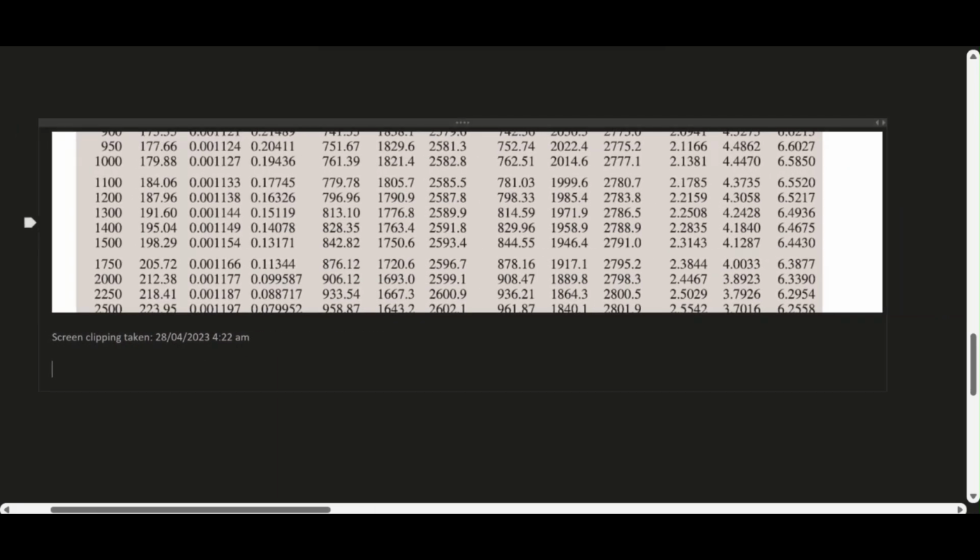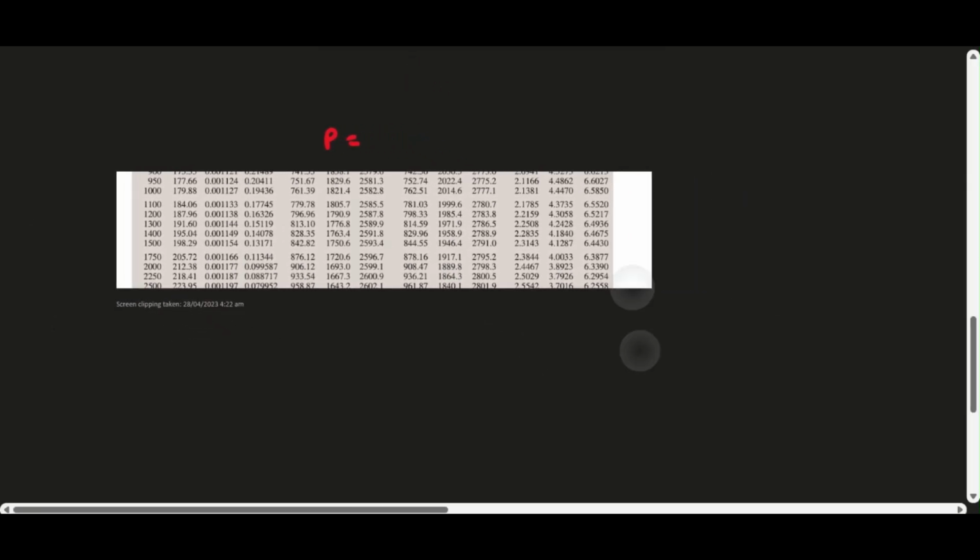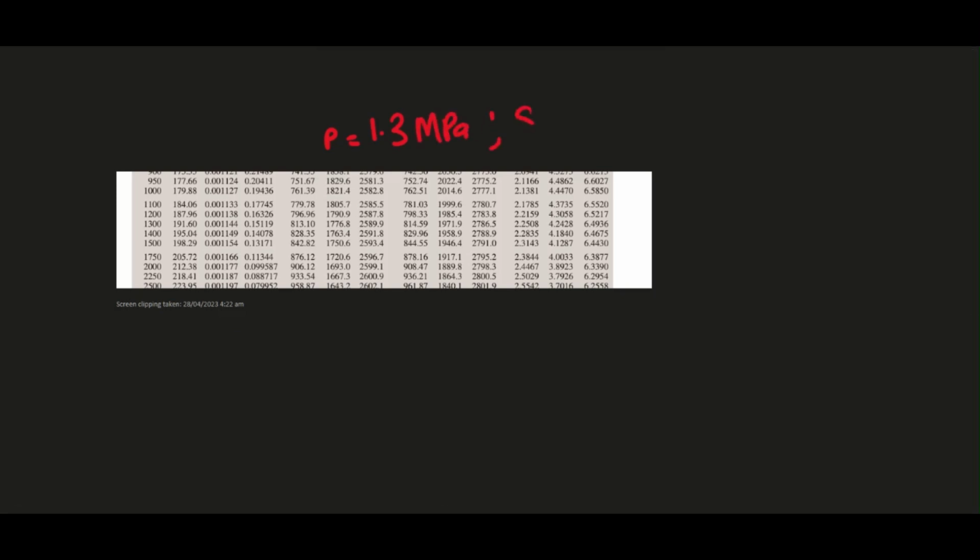Okay, so our pressure is 1.3 megapascal at step 9, and our entropy is 6.9045 kilojoules per kilogram Kelvin. Let's say I did not know that this was steam.